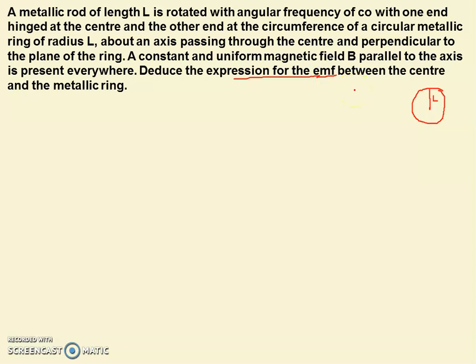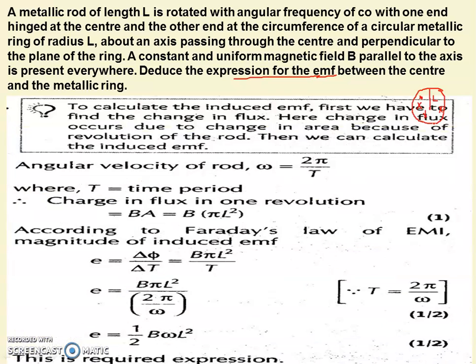Now you can see there is a magnetic field which is perpendicular to the plane. Parallel to the axis means perpendicular to the plane. When a metallic rod moves in a magnetic field, the motional EMF will be produced. To calculate the induced EMF, first we have to find the change in magnetic flux, right?